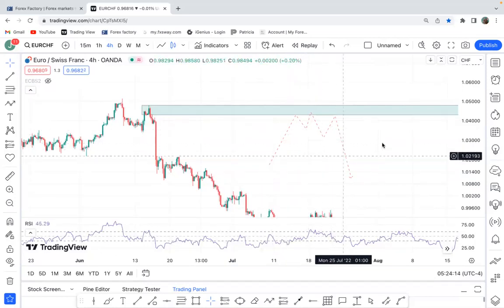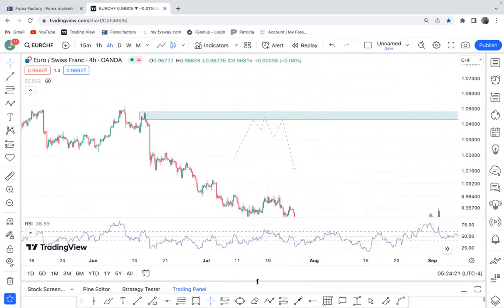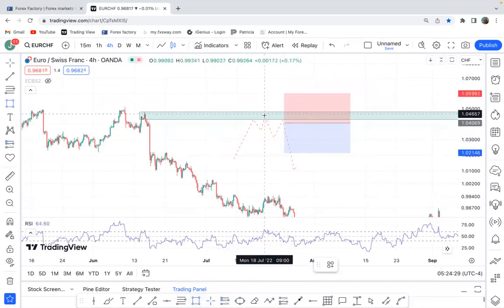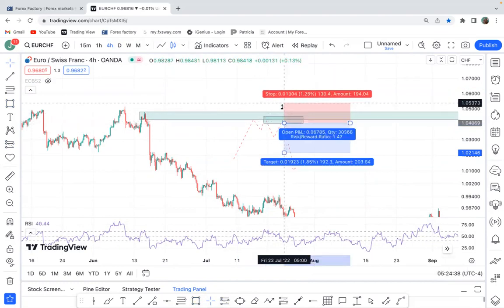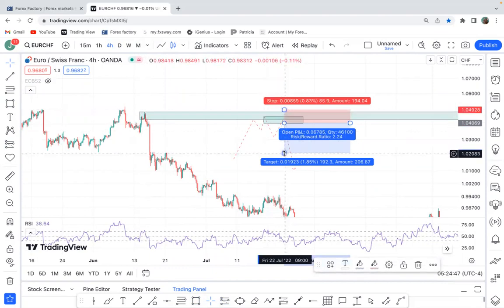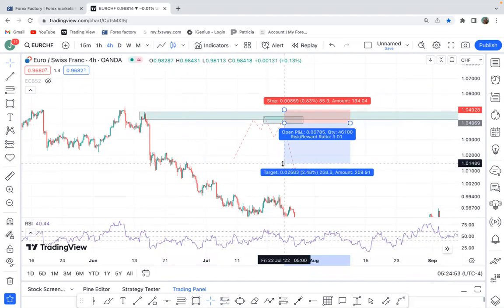So now when I get that change of character, where would my target be? Usually I like to look for a 1 to 3. So for example, if I have an order block this size, an order block this size, my stop loss will be behind the previous structure. So now this is the previous structure. My stop loss will be behind it, and then my take profit is a 1 to 3. So wherever 3 stops or starts, that is where my take profit is going to be.